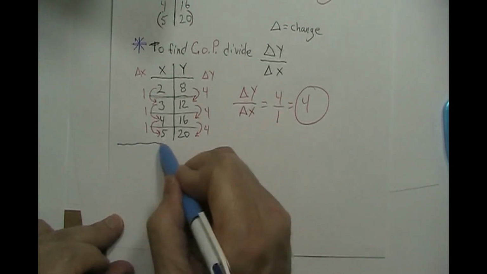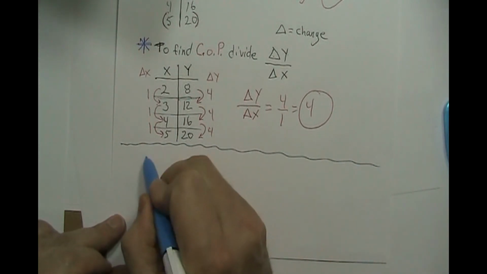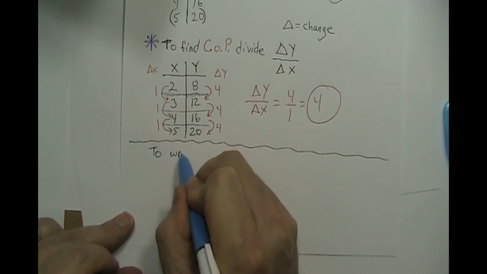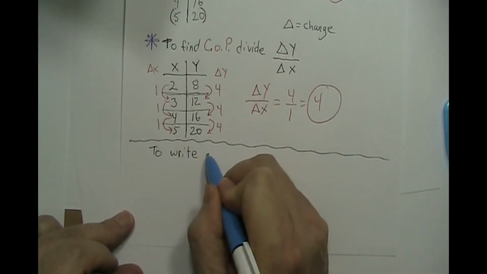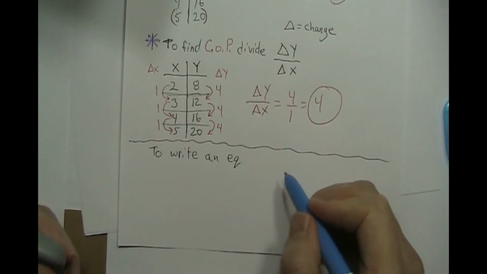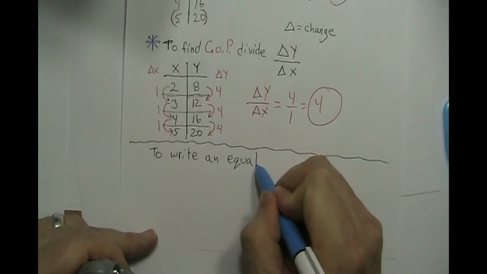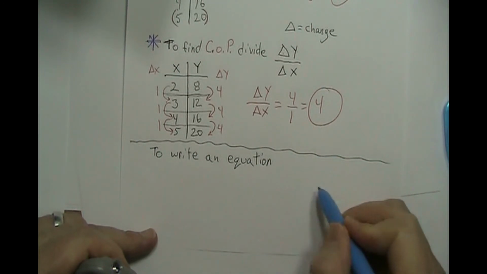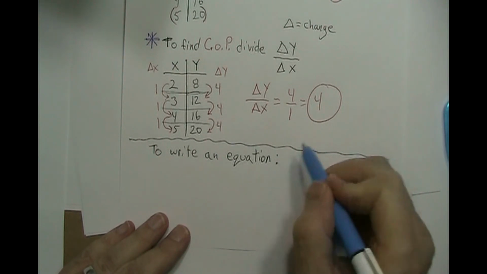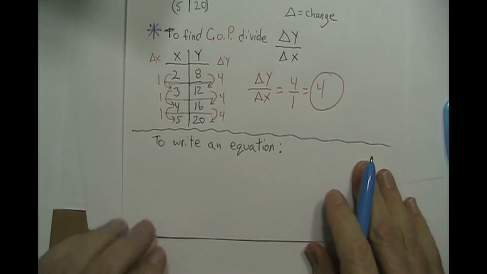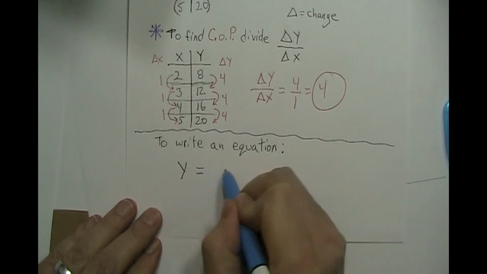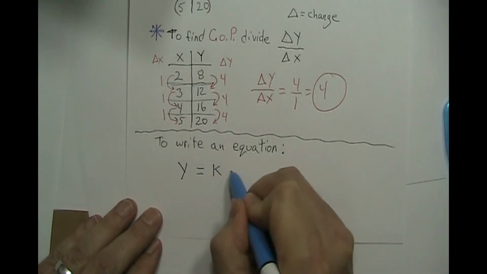One last thing, and then we're done. To write an equation, it is going to be y equals kx.